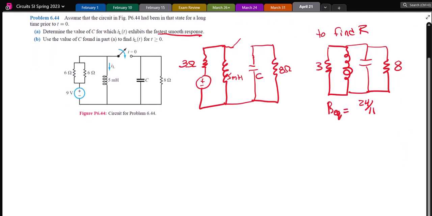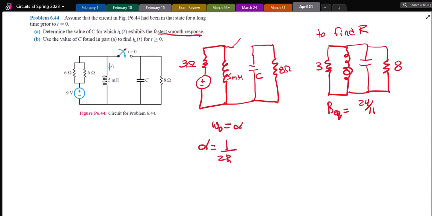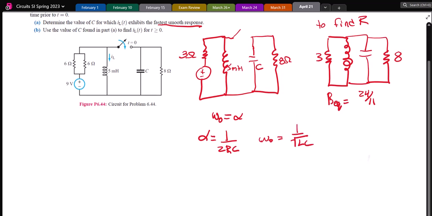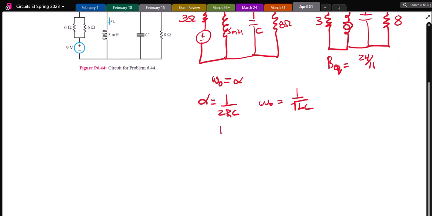Okay, but we know that we want omega naught to equal alpha because they asked us for the fastest smooth response. For a parallel RLC, alpha equals 1 over 2RC. Omega naught always equals 1 over the square root of LC. So we want 1 over 2RC to equal 1 over the square root of LC. We're trying to solve for C, so we'll square both sides.